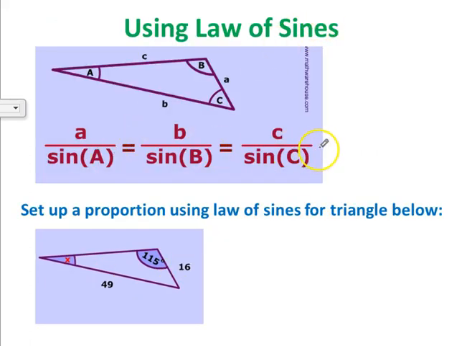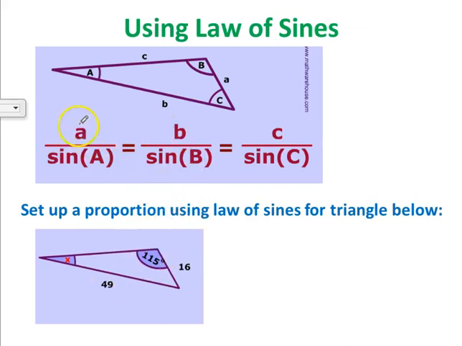So what you're going to do is use a proportion to help you solve using the law of sines. You're only going to use two ratios. Remember, a ratio or a proportion is just two ratios equal to one another. So you're only going to use two of these three. You're not going to have two sets of equal signs. So look at an example here down below.